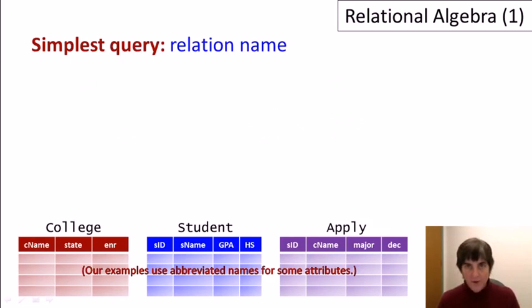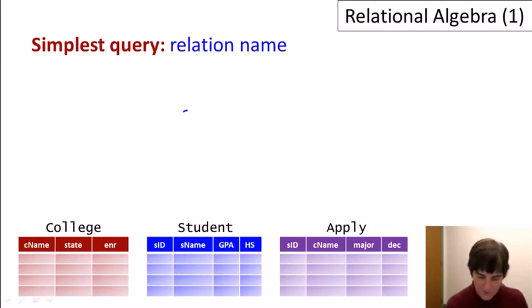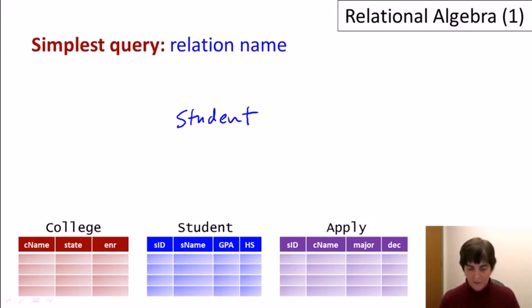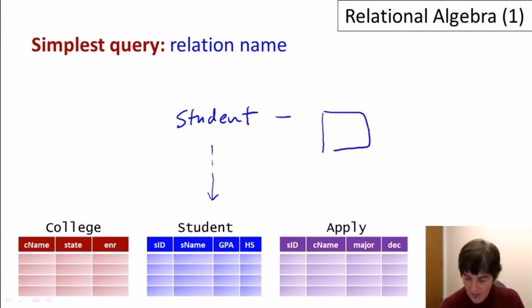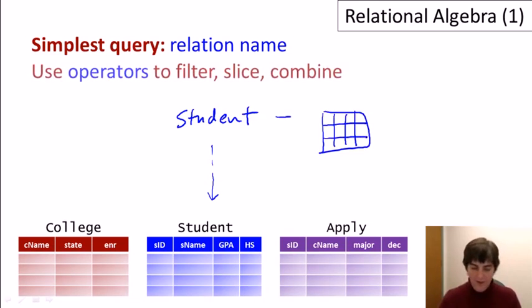The simplest query in relational algebra is a query that is simply the name of a relation. So for example, we can write a query student. And that's a valid expression in relational algebra. If we run that query on our database, we'll get, as a result, a copy of the student relation. Pretty straightforward. Now, what happens next is that we're going to use operators of the relational algebra to filter relations, slice relations, and combine relations. So let's go through those operators.